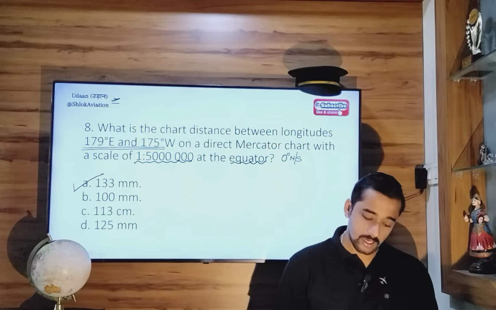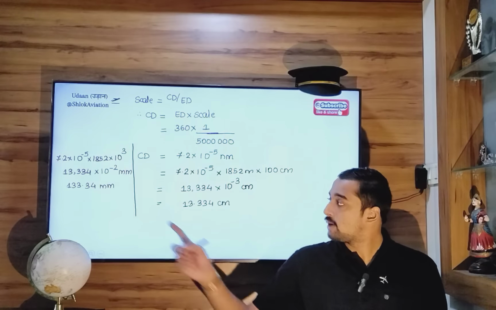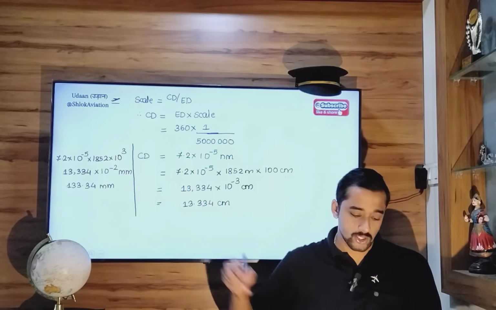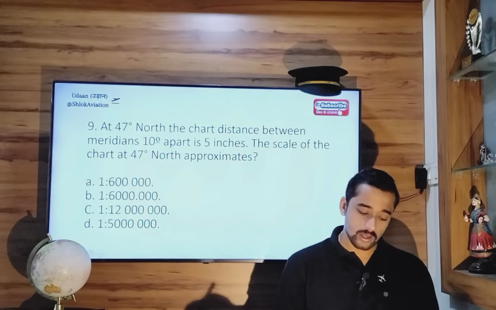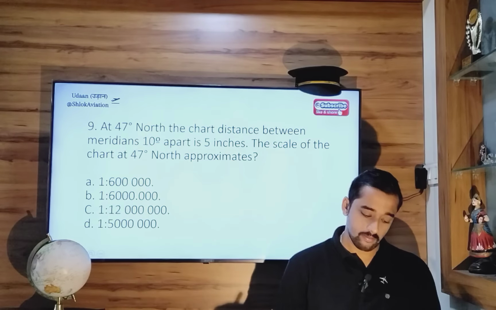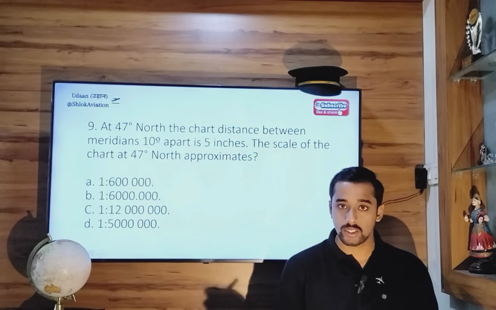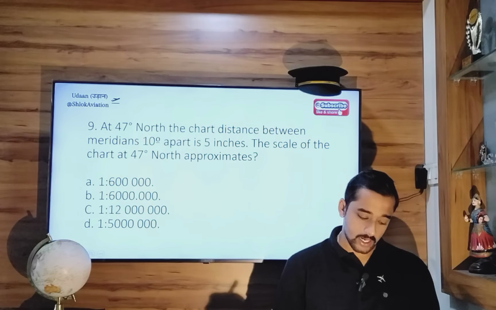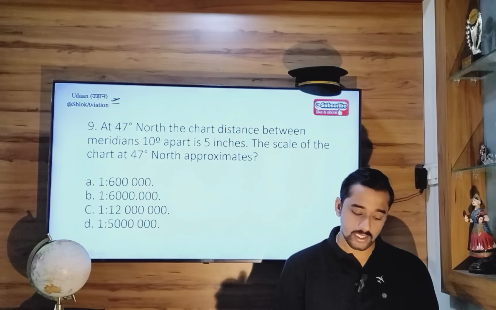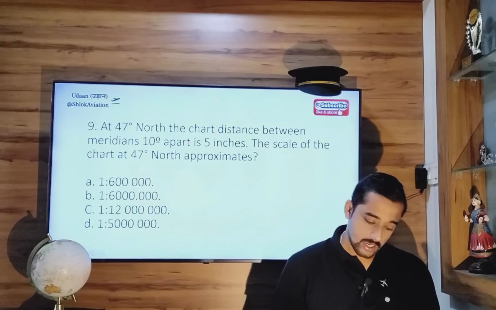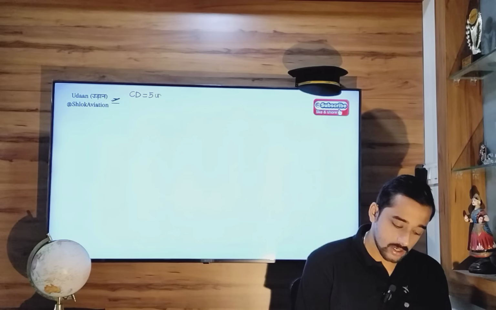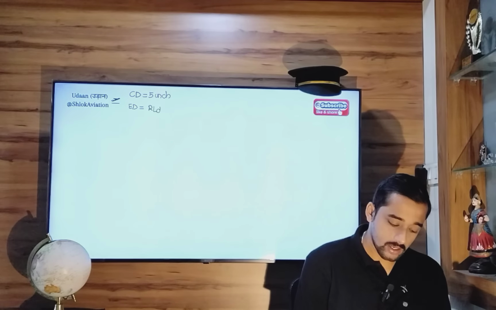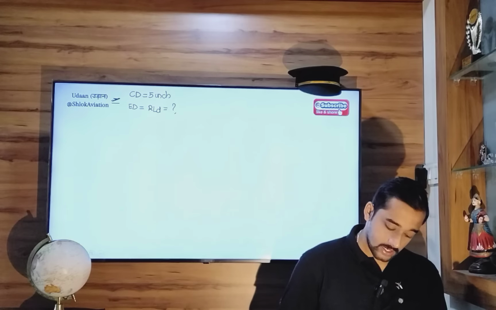Okay, for centimeter multiply by 100, for millimeter multiply by 1000, 10 raised to 3. Question 9. At 47 north, the chart distance between two meridians is 5 inches. The scale of the chart at this particular latitude is approximately how much? So chart distance is 5 inch. Earth distance is nothing but your rhumb line distance. Let's find that out.